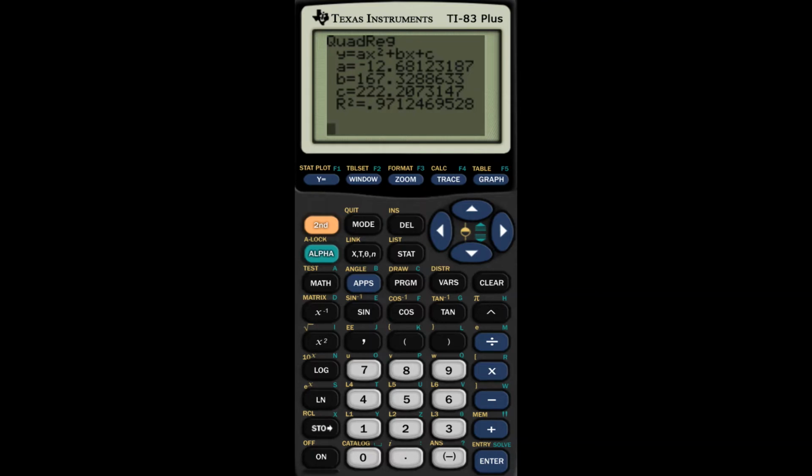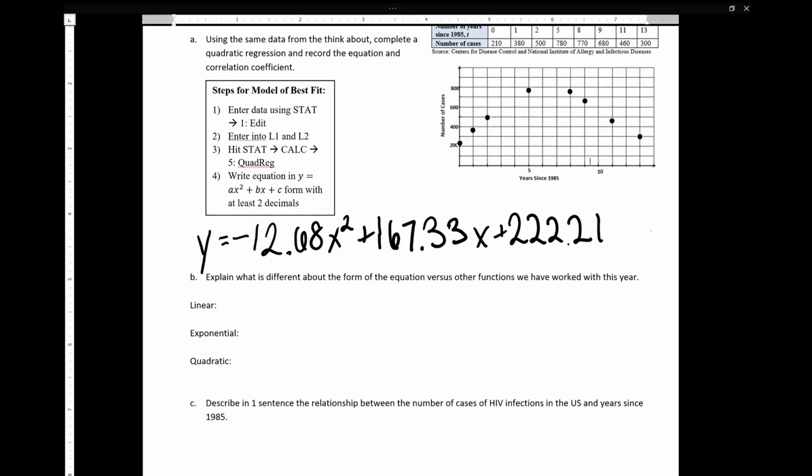So I can write my equation as negative 12.68x squared plus 167.33x plus 222.21 is equal to y. So I have my equation written out using the information from my calculator. So now let's look at part B.